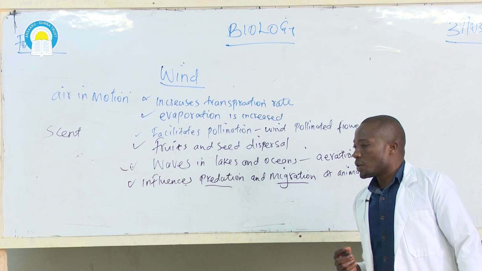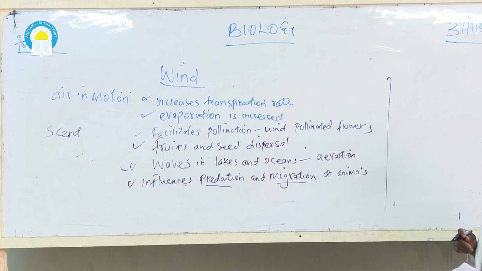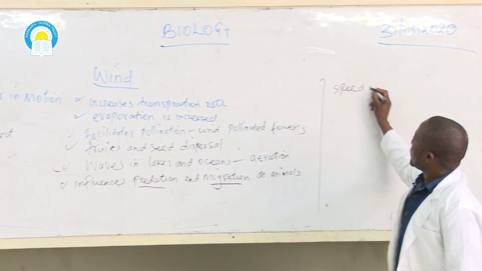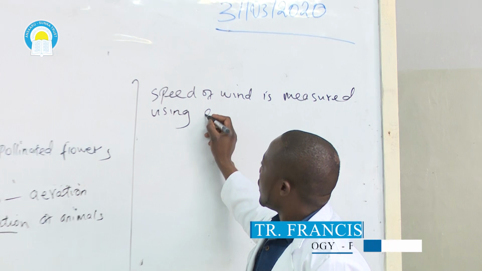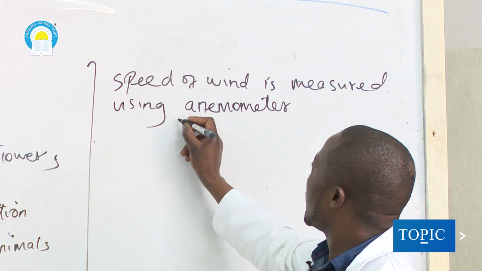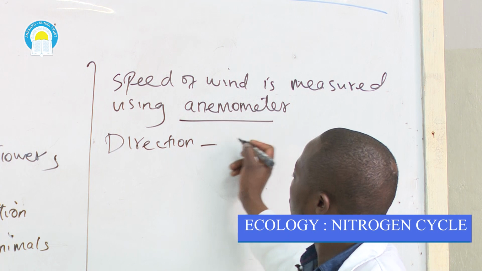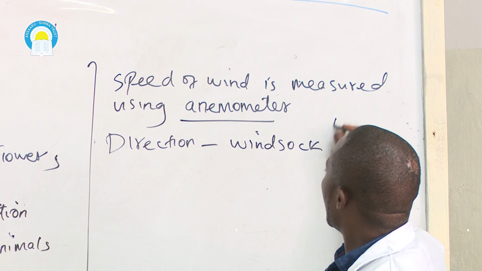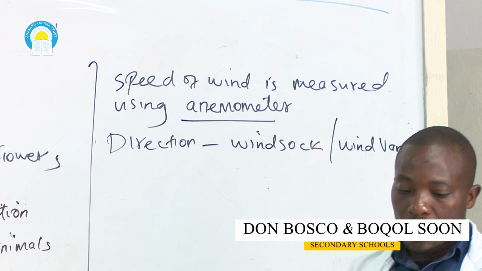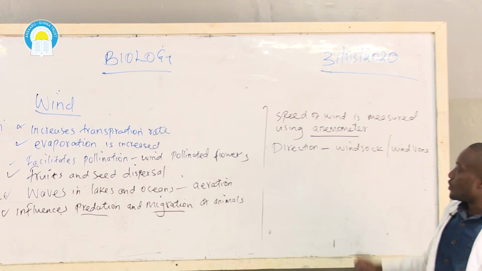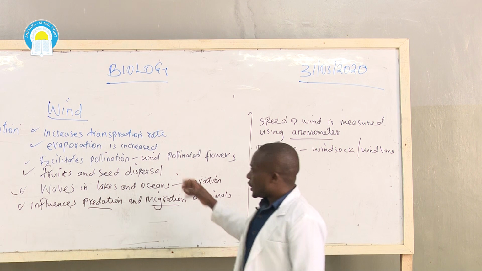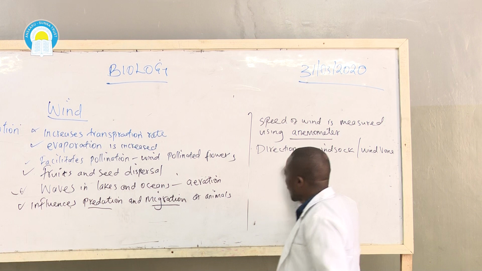And finally, in terms of wind as an abiotic factor, the speed of wind is measured using an instrument called an anemometer, and the direction of wind is measured using a windsock or a wind vane. Remember, as much as you are discussing how these factors influence distribution of living organisms, you must also mention the instrument which is used to measure that aspect.